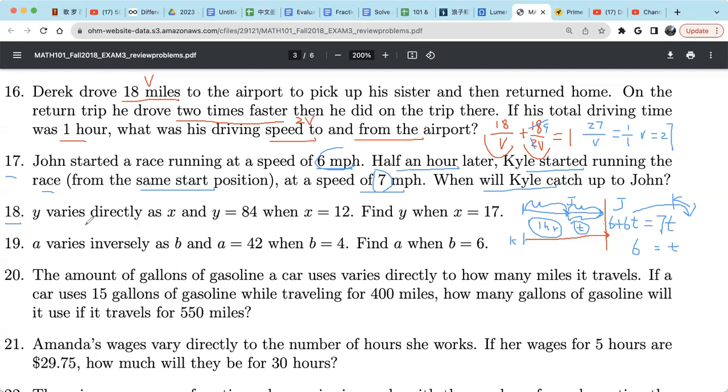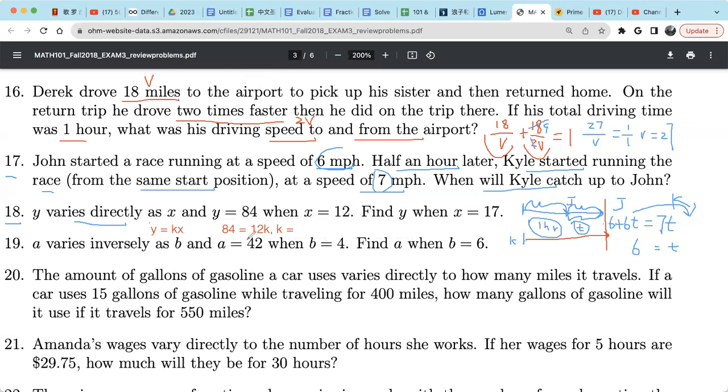Let's say 18. Y varies directly, direct variation as x. That means direct variation means y equals a constant multiplied by x. When y is 84, x is 12, so 84 equals 12k, right? That means k equals 84 divided by 12. 84 divided by 12, how much?